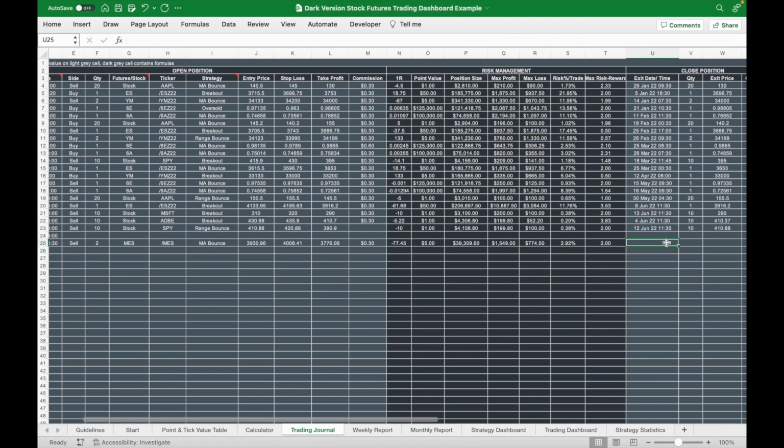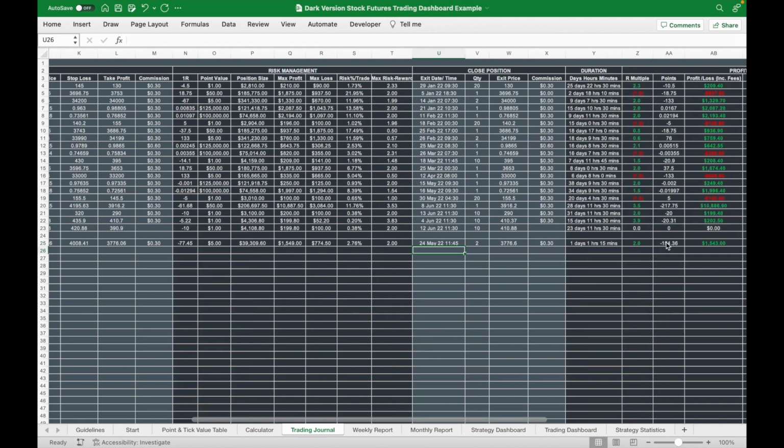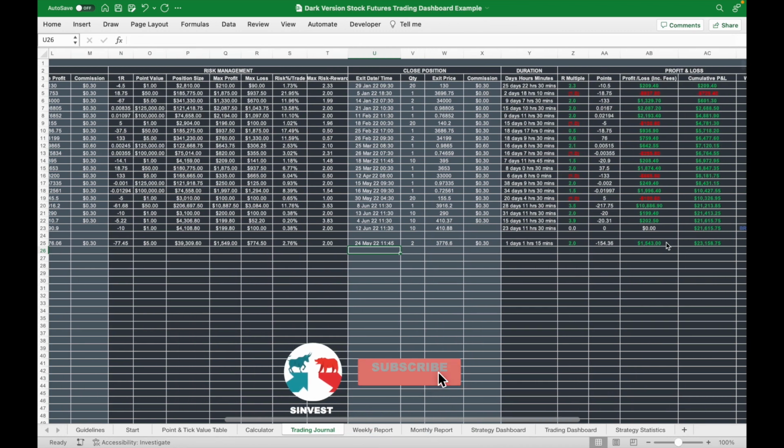After closing the trade, input the exit date and time, the number of shares you buy or sell when you close the trade, your exit price, and the amount of commission. The spreadsheet will then calculate the total trade duration in days, hours, and minutes, the R multiple gains, percentage gain or loss, and the amount of drawdown.